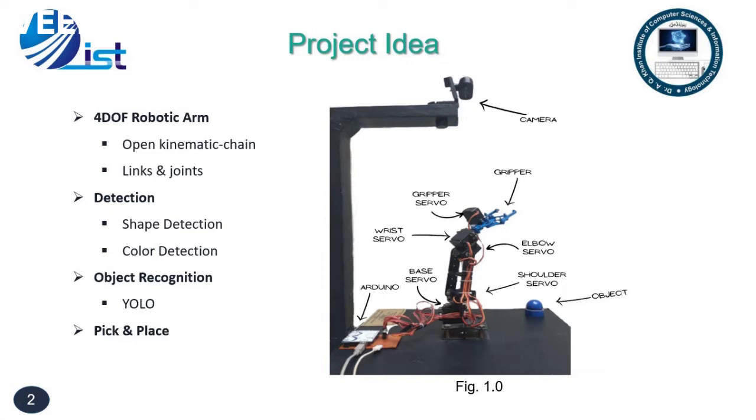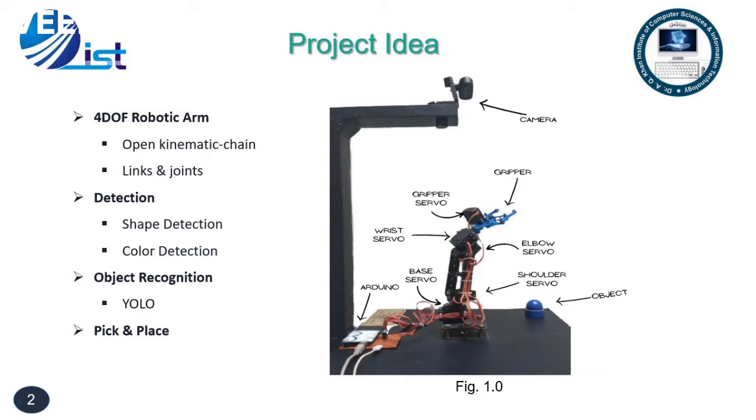Project idea. As we can see from the figure, our project was a robotic arm that consists of 5 servo motors and operates in a 4 degree of freedom manner with a gripper at the end. The gripper is used to pick and place the object. The robotic arm is basically an open kinematic chain that consists of links and joints. The links are basically the fixed part of the robotic arm and joints are the movable part of the robotic arm.